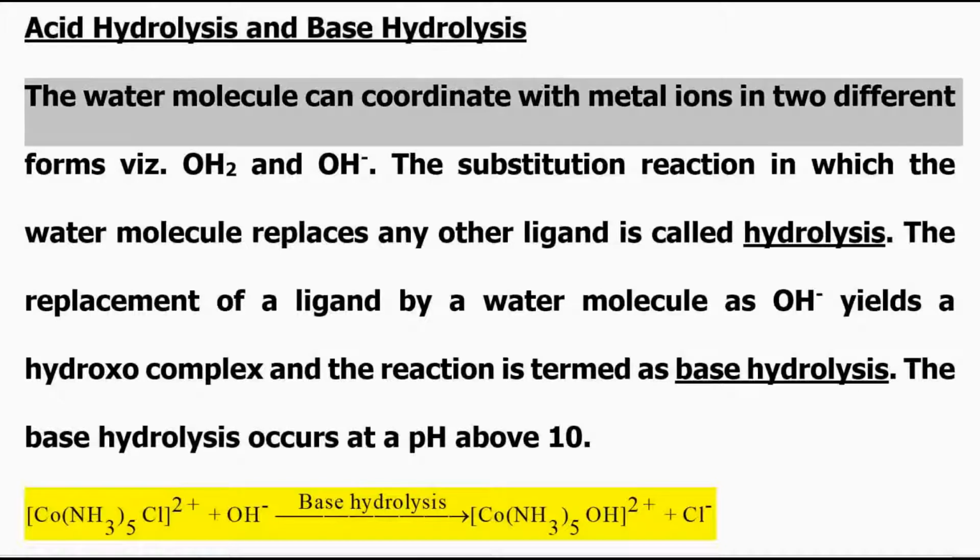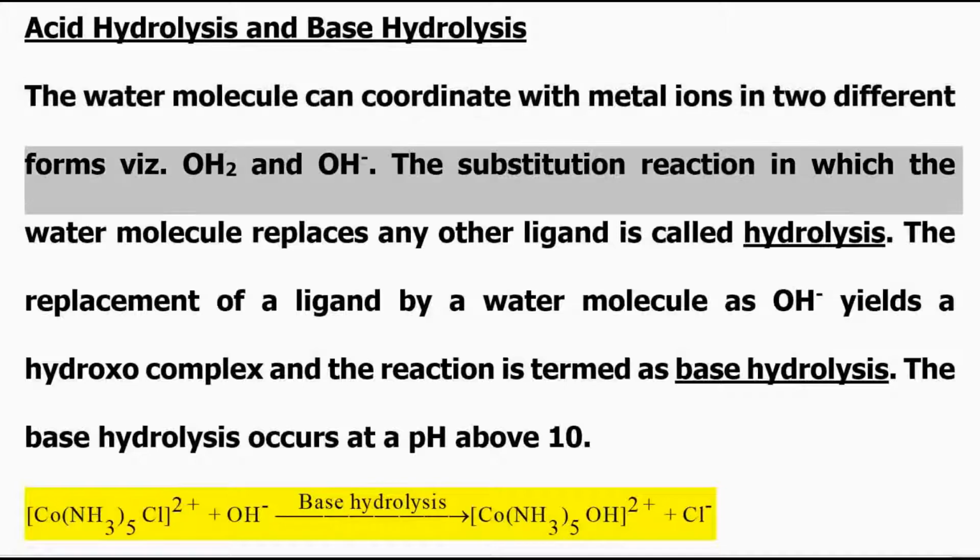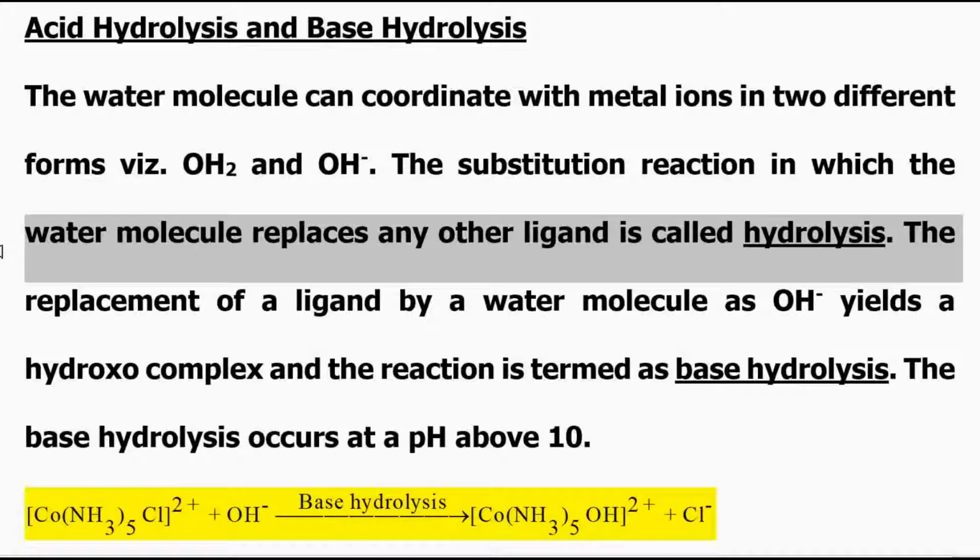Now we know that the water molecule can act as a ligand and it can coordinate with metal ions in two different forms. The first form is as OH2 or H2O, where oxygen is the donor atom and it donates the electron pair. Even OH minus can coordinate with metal ions because of its negative charge. Now the substitution reaction in which the water molecule replaces some other ligand is in general known as hydrolysis reaction.